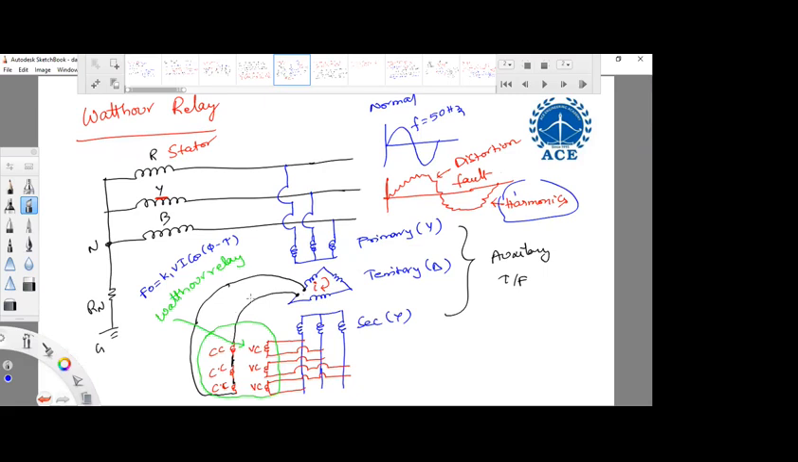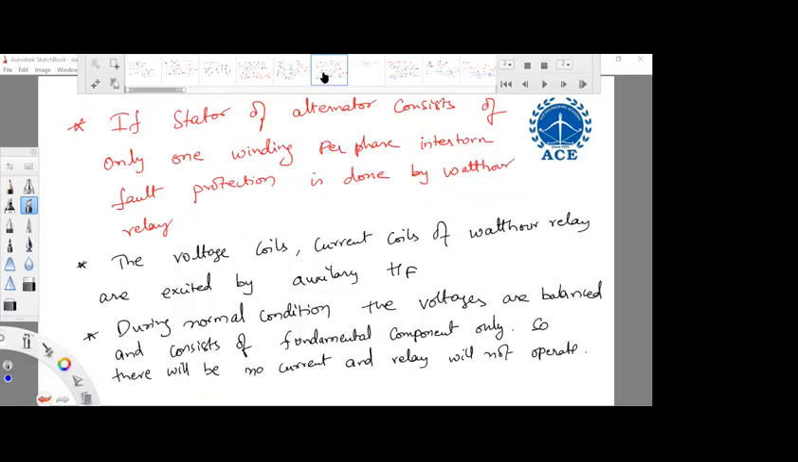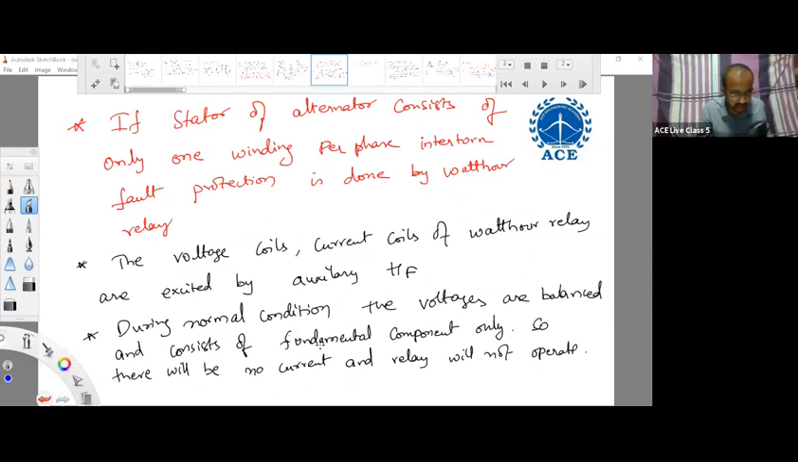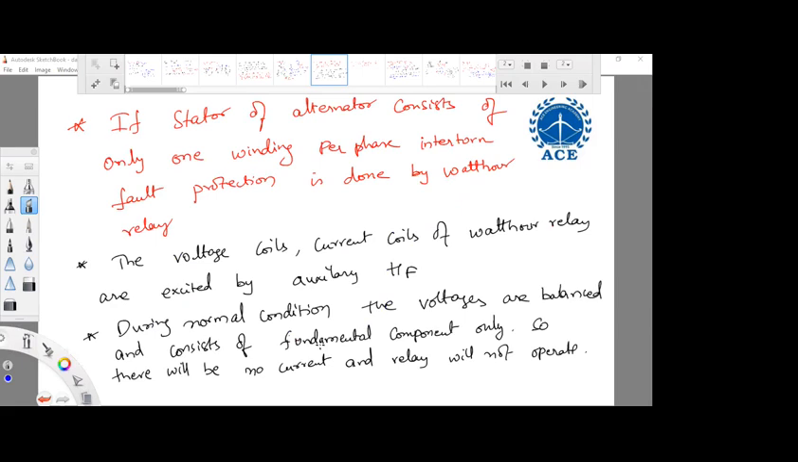Sir, next page also open, just screenshot. Next page, sir. Screenshot. Okay, sir. Thank you, sir. Thank you, sir. Mamata. Sir. Ask your doubt.